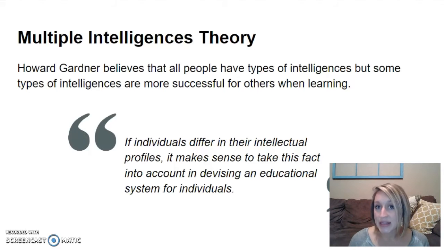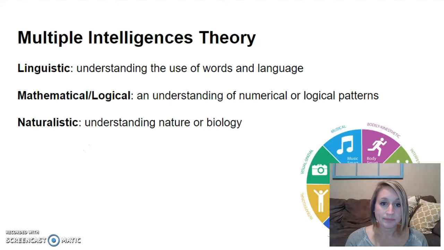He feels that there are many types of intelligences, and we as human beings might exist in many of these areas, but a student or an individual might be strong in one or two of these types of intelligences specifically. So a quote that I found to be helpful as I did my research was that if individuals differ in their intellectual profiles, it makes sense to take this fact into account in devising an educational system for individuals, which makes sense to me, and I wanted to further research this in my classroom of second graders.